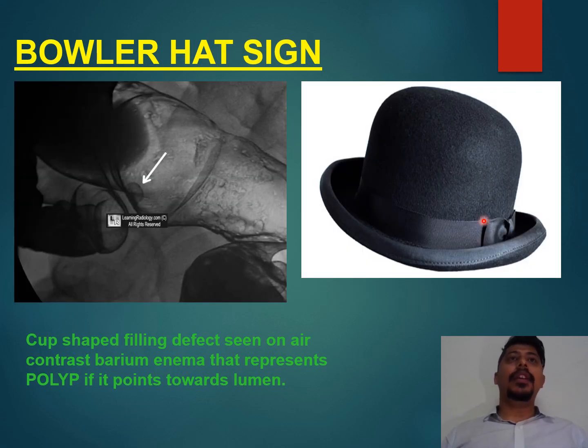Bowler's hat sign. So what is Bowler's hat sign? It is a cup-shaped filling defect seen on air contrast barium enema that represents a polyp if it points towards the lumen. If the outpouching points outside the lumen, then it is called a diverticulum. So this is the Bowler's hat, and a polyp gives the appearance of the Bowler hat sign.